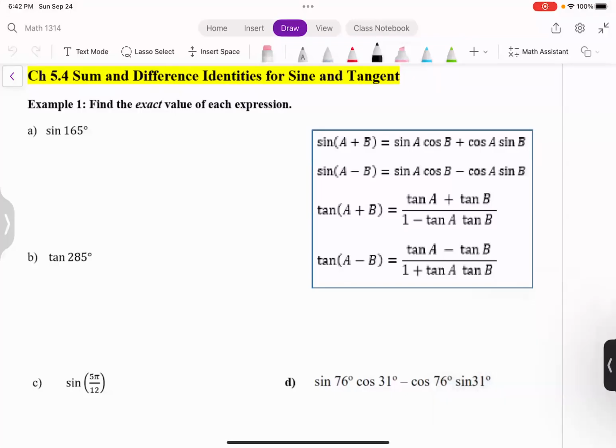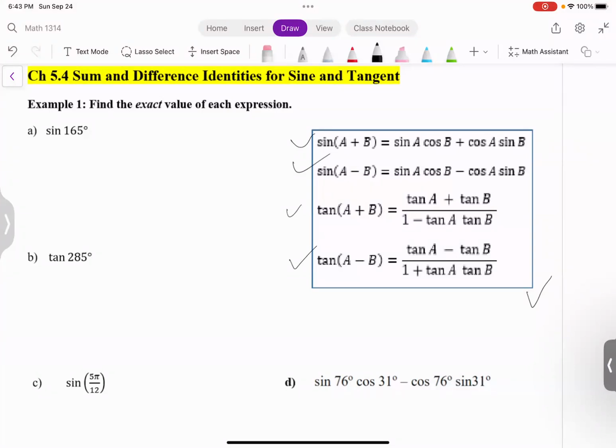In this video, we are learning 5.4 sum and difference identities for sine and the tangent. So here in this table, you will see the sum and difference identity of the sine and the tangent. Sine A plus B equals sine A times cosine B plus cosine A times sine B. Sine A minus B equals sine A times cosine B minus cosine A sine B.